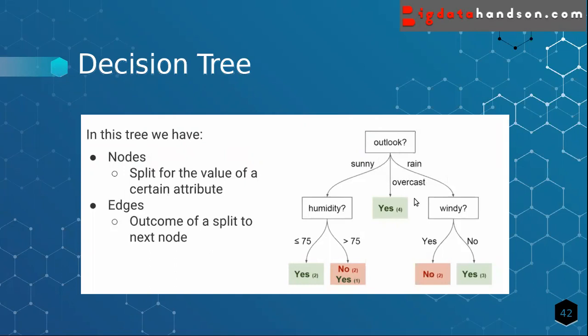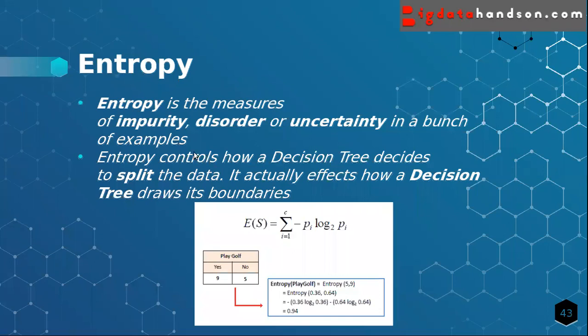In overcast you can see S4, but here the impurity is zero, so it is not split again. Because we have a pure node here, S4, we don't want to split. But in sunny and rain we have impure nodes like humidity and windy, so we are splitting based on the entropy value. That's what entropy measures.